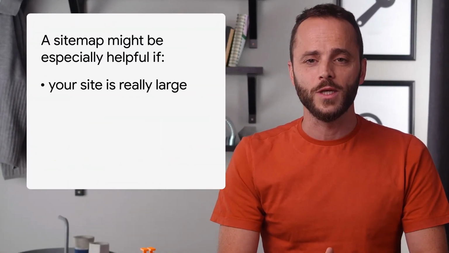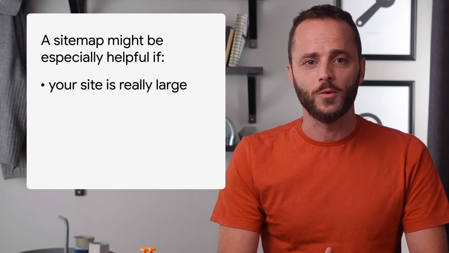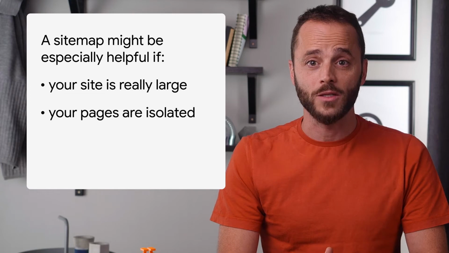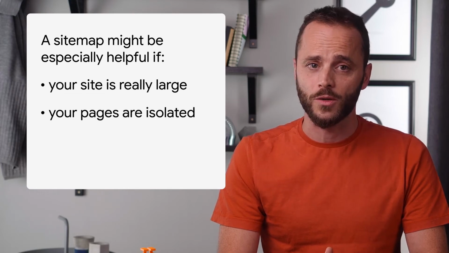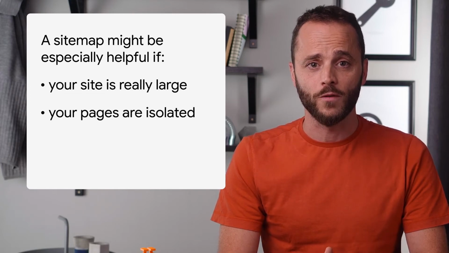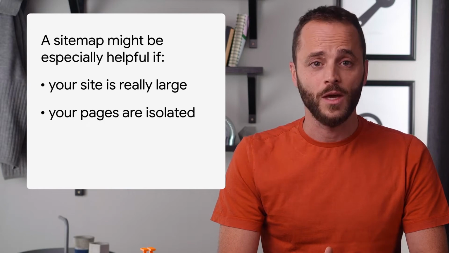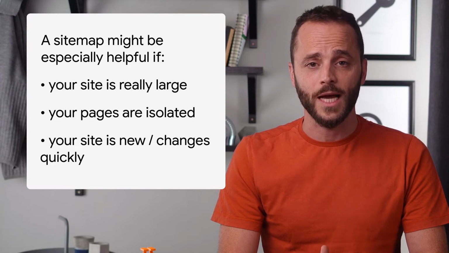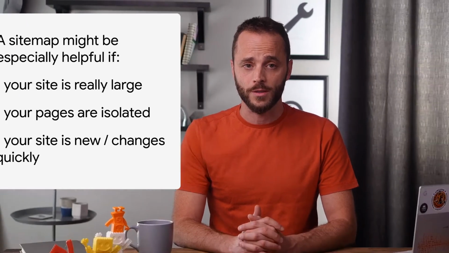However, if your site meets one of the following criteria, a sitemap might help Google decide what and when to crawl your website. If your site is really large, a sitemap will help Google prioritize the URLs to crawl. If your pages are isolated or not well linked to each other, a sitemap might help Google find those pages. If your site is new, or it has a lot of quickly changing content, such as a news website, a sitemap will help Google discover your content.